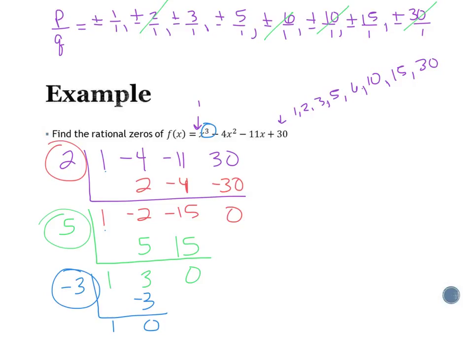That is working with your p's over q's. That's all you need to know for this one. We'll do some more examples in class. Let me know if you have questions.